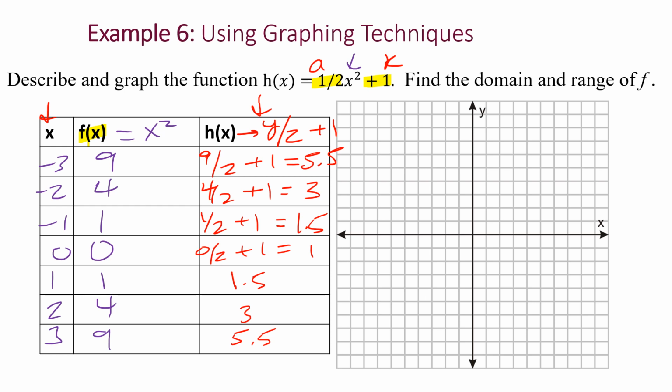So I'm going to go to -3, 5.5. So 1, 2, 3, 1, 2, 3, 4, 5. Are we good? -2, 3. -1, 1.5. We're going to have 0, 1, and then I'm going to repeat it on the other side.